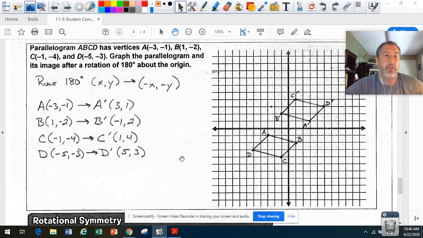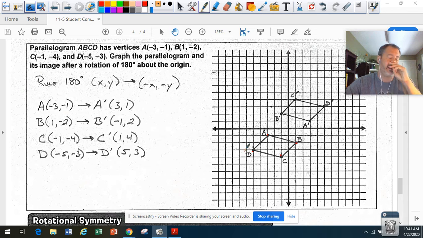Let's go to this one here. A parallelogram ABCD has vertices A is -3, -1. B is 1, 2. C is -1, -4. And D is -5, -3. Graph the parallelogram and its image after a 180-degree rotation about the origin. So it doesn't matter if it's clockwise or counterclockwise. It's going to be the same. Okay, so first thing, hopefully what you did is that you went through here and you graphed your A, B, C, and D. That is your original.